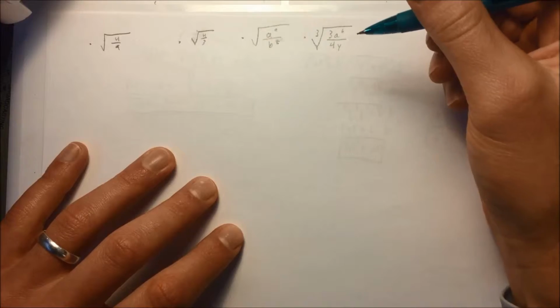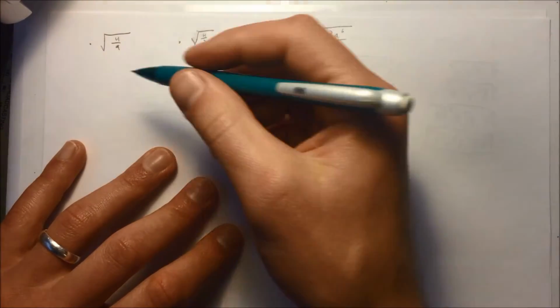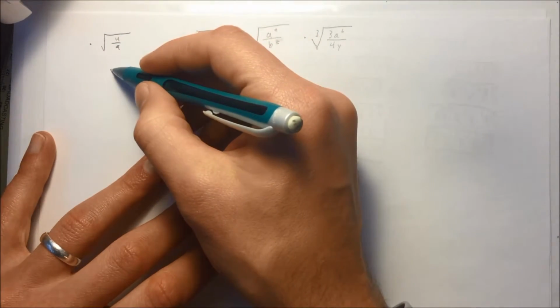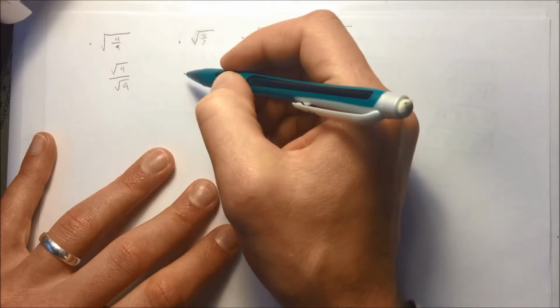Division with square roots and nth roots. A little bit more complicated. We're going to start with an easy one right here. We know we can split this up into the square root of 4 over the square root of 9.